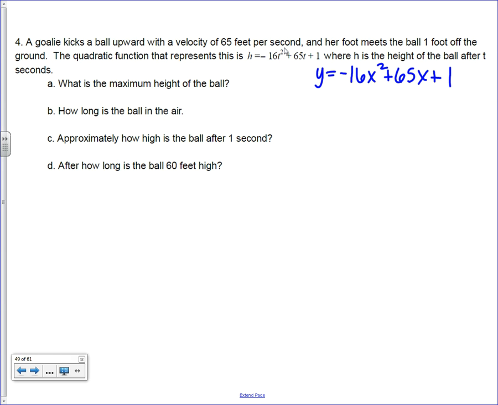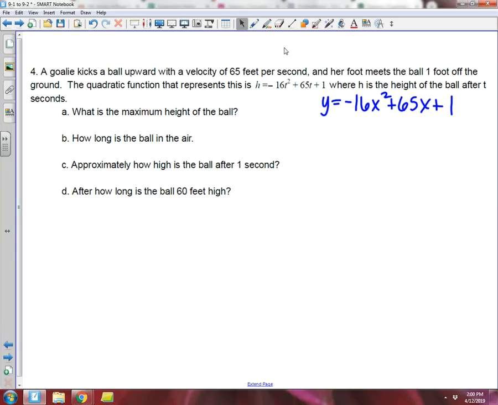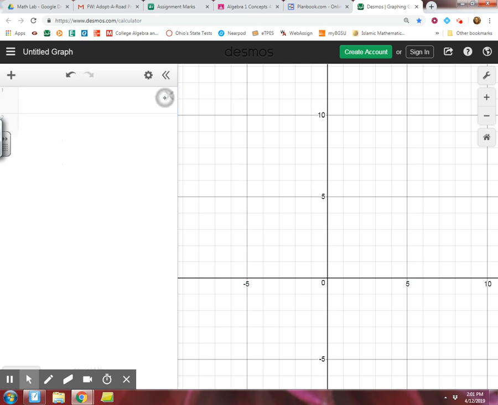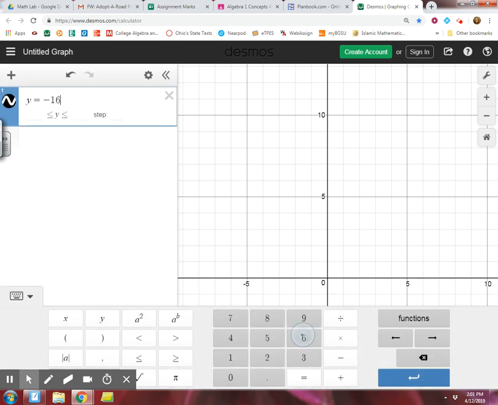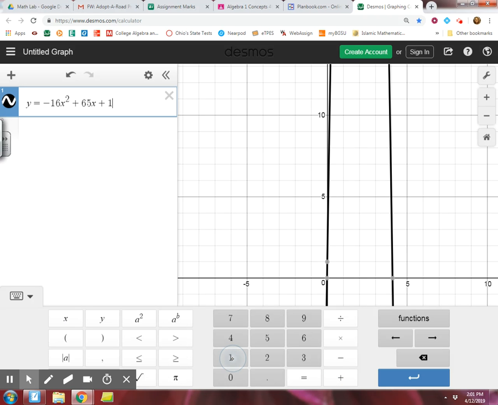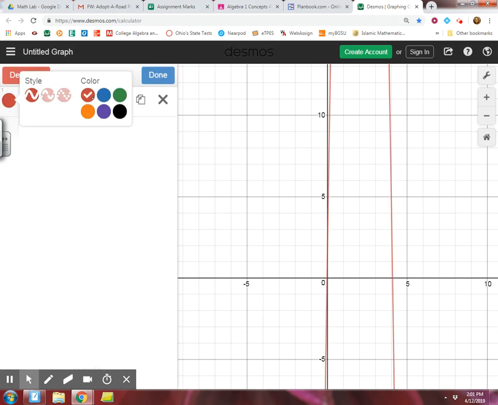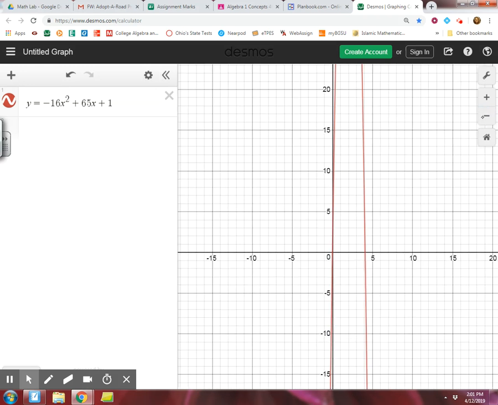You have to put y equals. You have y. Yeah, we're seeing it. Oh, you're fine. Just zoom out a little bit. Yeah, it's just really skinny and really tall. 16, 65. Is it plus 65x? And then plus 1? Okay. All right, so here is my parabola.